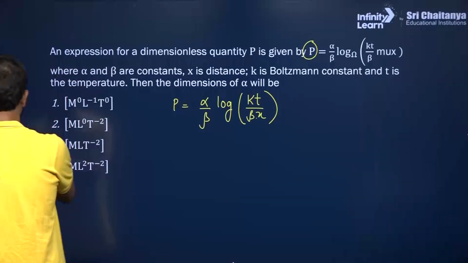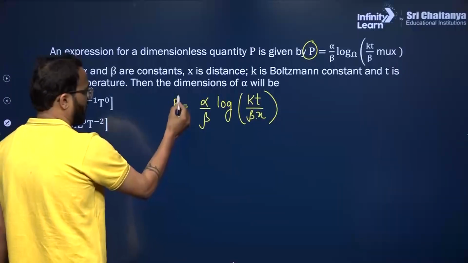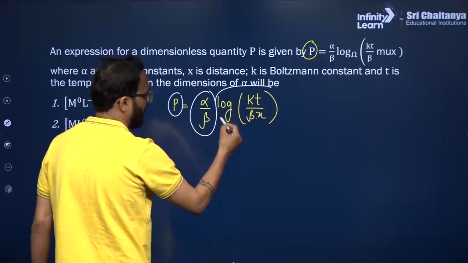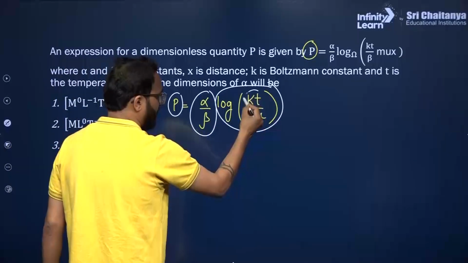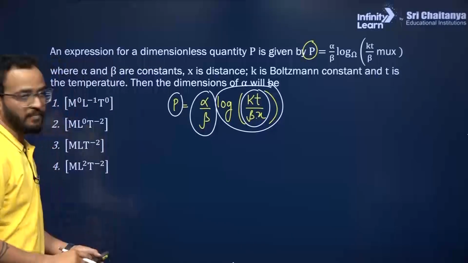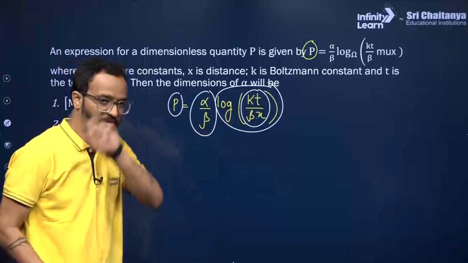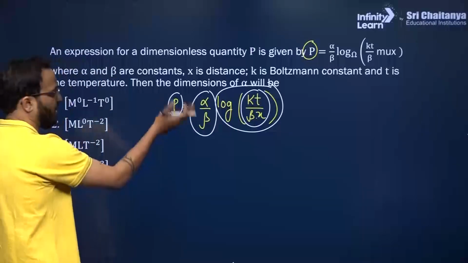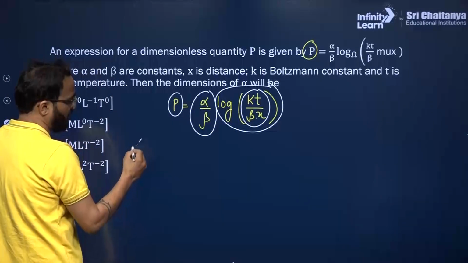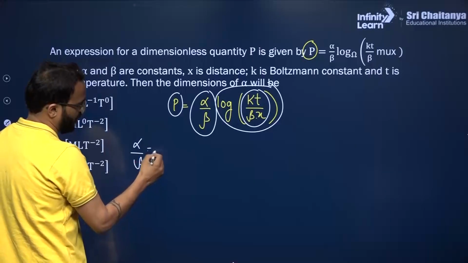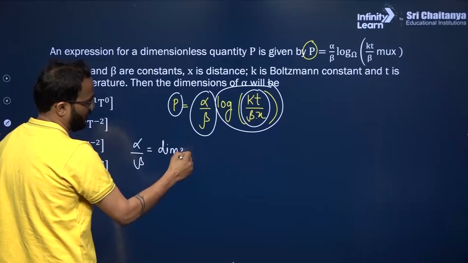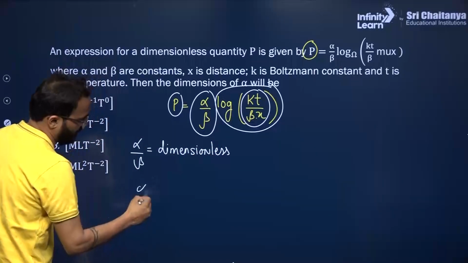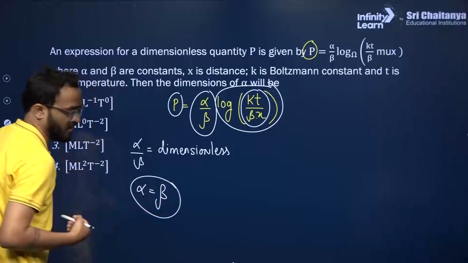Try to understand here what will happen, students. This quantity is dimensionless, so this has to be dimensionless, and this has to be dimensionless, and this has to be dimensionless. So all these four things encircled in the white are dimensionless quantities. So first of all, P is dimensionless, so alpha by beta is dimensionless. So we can simply say that alpha's dimensions and beta's dimensions are same.